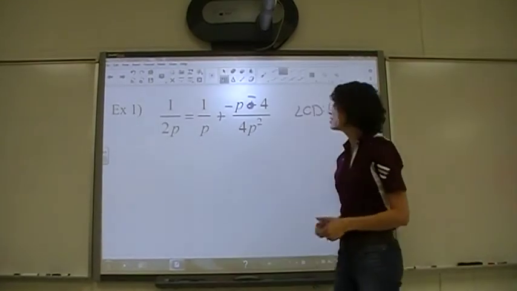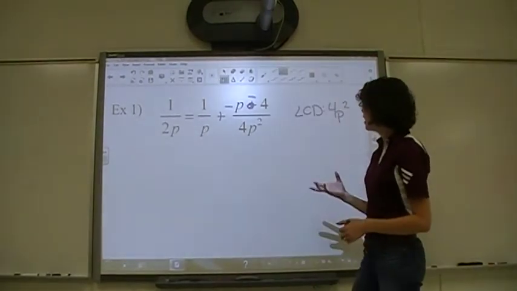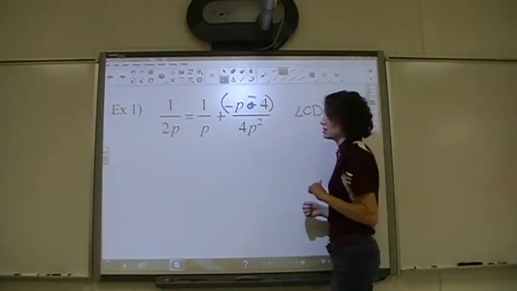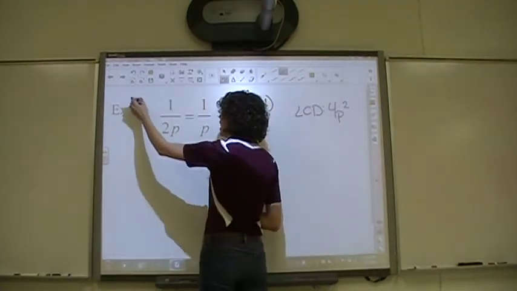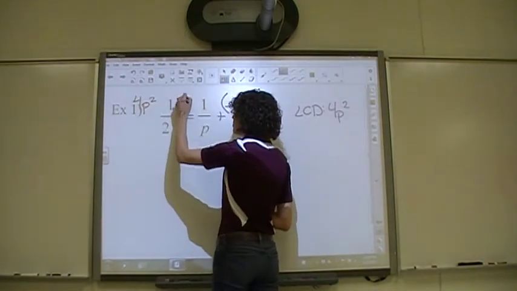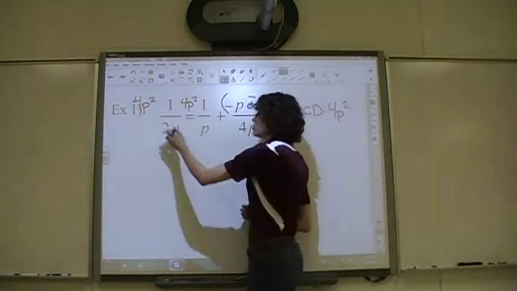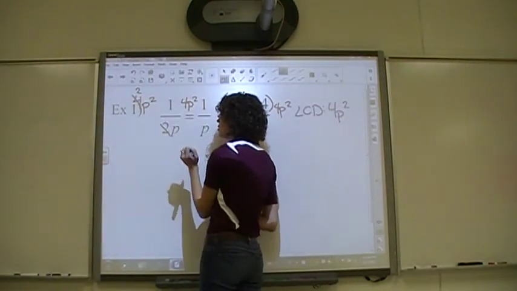And what you want to do is multiply every single term by your least common denominator. And we can put this guy in parentheses. So multiply everything by 4p squared. So your 2 and 4 will cancel, leave you with 2.